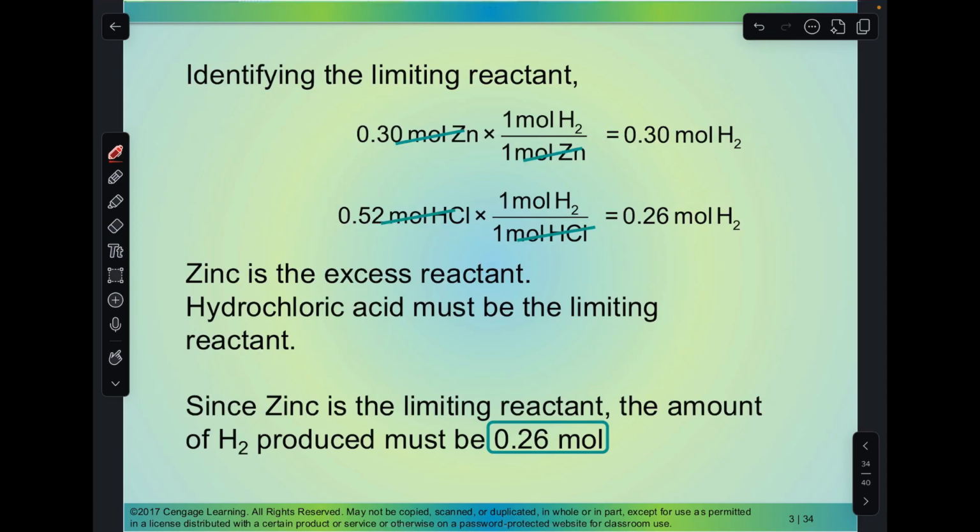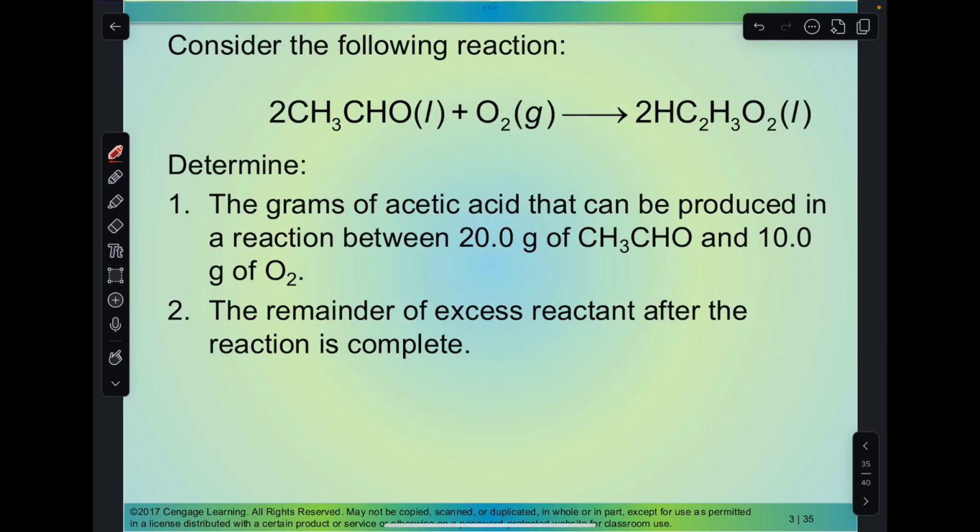Okay, identify the limiting reactant. We already did that. Zinc is going to be in excess. And the smallest amount is going to be 0.26. So that's the maximum amount of H2 that you could produce from this reaction if you started with those amounts. Okay, I'll give you a second to do this, and then we will move on.